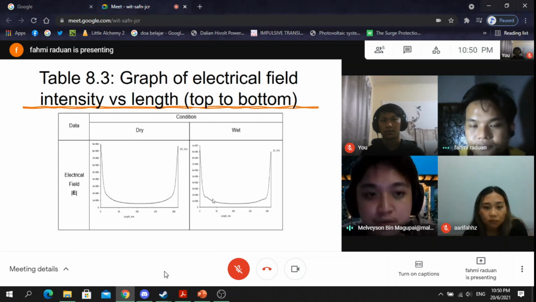According to table 8.3, the electrical field is nearly identical across the length of the insulator in wet and dry conditions. However, at the end of the length of the insulator in wet condition, the electrical field strength is lower than in dry condition. Although the difference is not significant, the dry condition has a higher electrical field strength.